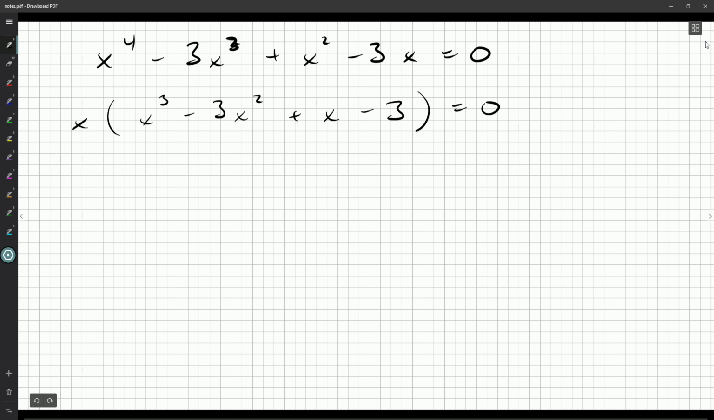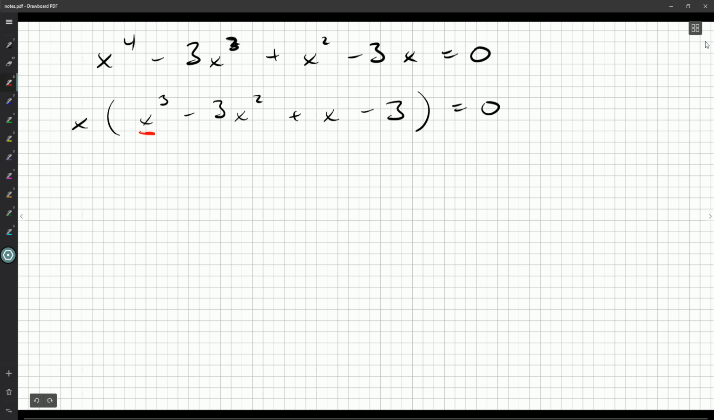Okay, now we've got a cubic here. Is there anything I can immediately see to do? And there's a couple approaches. If you know Descartes' theorem, you might be able to try and find some roots with guessing and checking. But there's something I'm noticing.